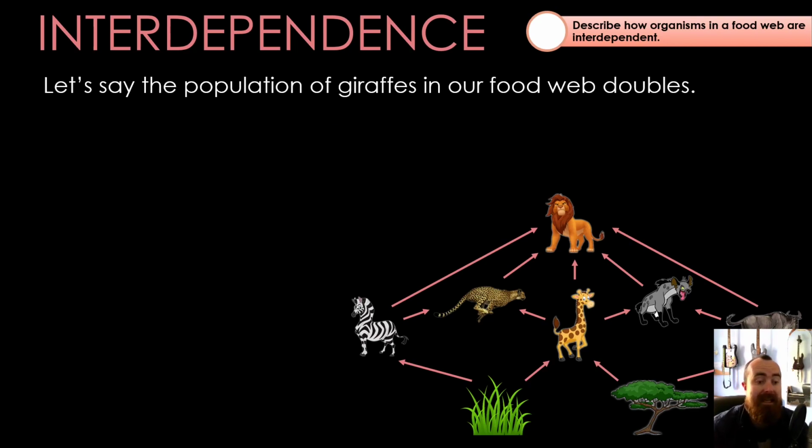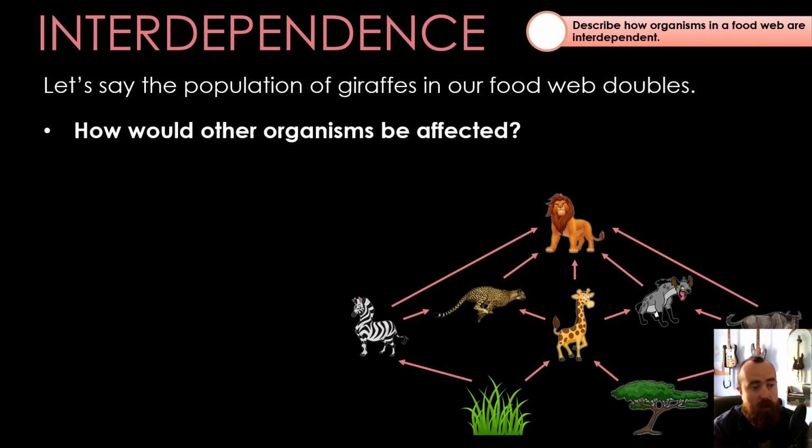So let's take as an example the population of giraffes doubles. So the number of giraffes in this particular example that we've got here has gone up. We've now got twice as many giraffes as we had before. How would other organisms be affected? Pause the video, have a bit of a look and see what's going on. See if you can come up with an answer.